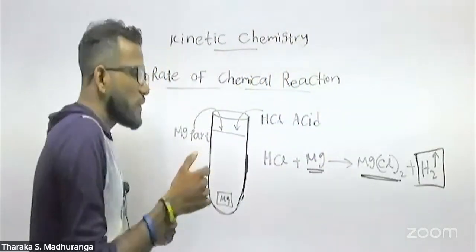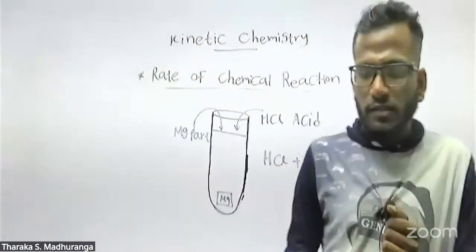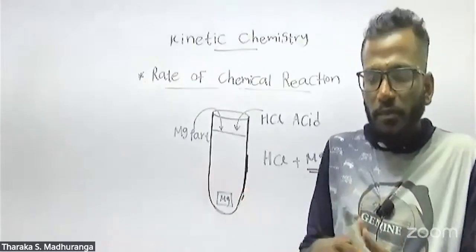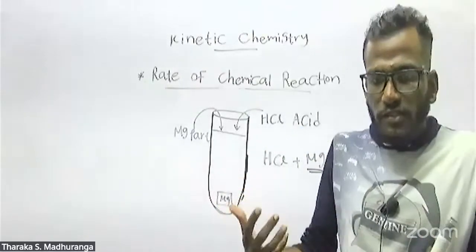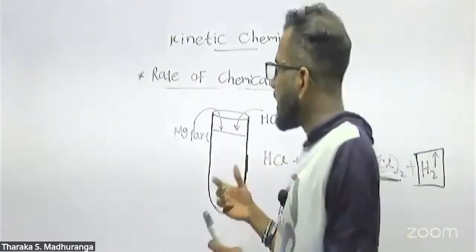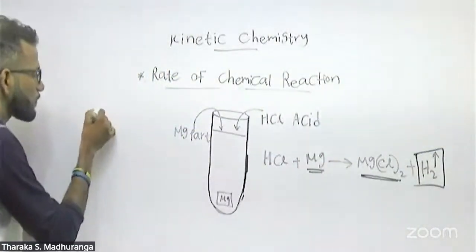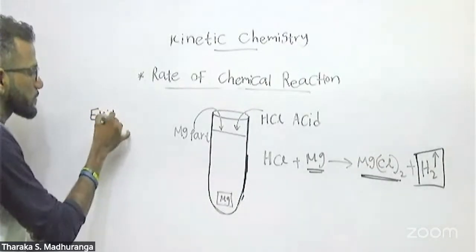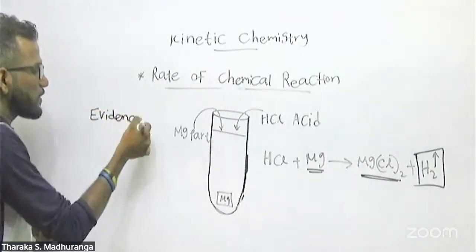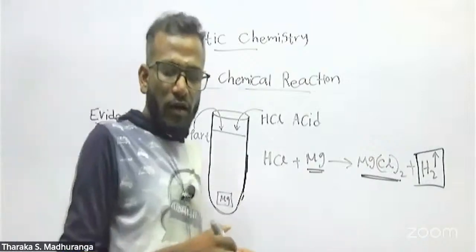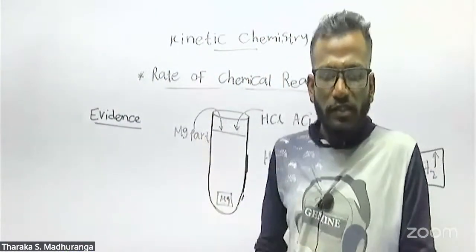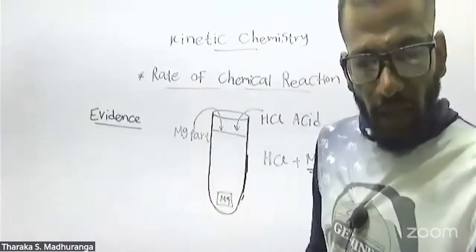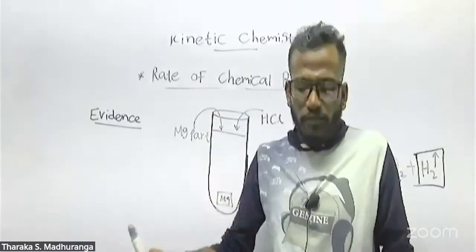Now we can see some evidences. There is a chemical reaction here. We can identify any chemical reaction by observations or evidences. They are called evidences. We can identify from the evidence that there is a chemical reaction, and what the observations are we can decide according to this evidence. Okay, there are a lot of types of evidence.